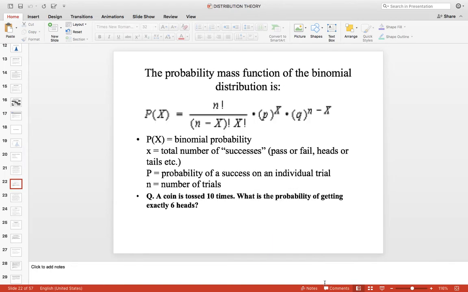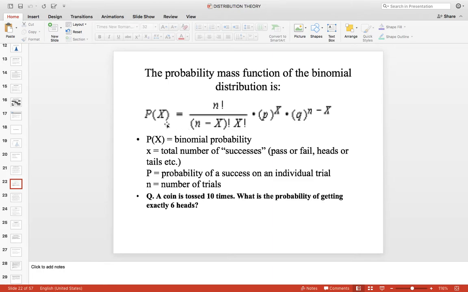The probability mass function of the binomial distribution is n factorial divided by (n minus x) factorial into x factorial, into p raised to the power of x, into q raised to the power of n minus x, where p is the probability of success and q is the probability of failure. X is the event that we are trying to measure the probability for.